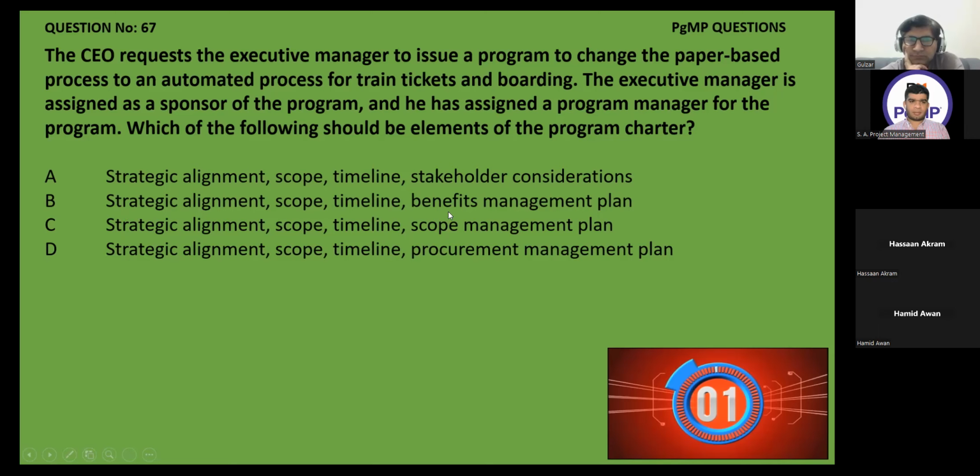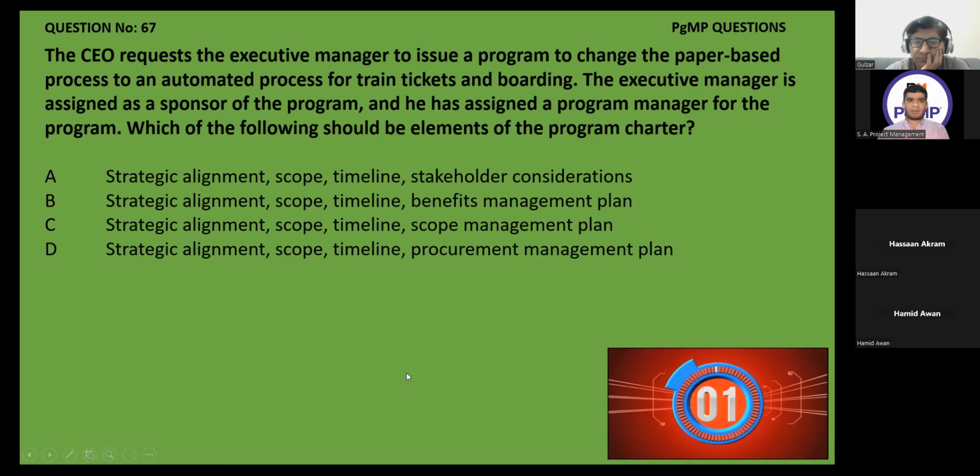Stakeholder considerations, benefits management plan, scope management plan, procurement management plan. So why are we not looking for option B, C, and D? Can someone give me the reason? Actually, I think this is the initial stage of the program. So at that level, we can only identify stakeholders. Benefit management plan will come later, right? And scope is part of component planning, I think. And then procurement management plan will also be at component level or project level. Okay, Kamal sir.